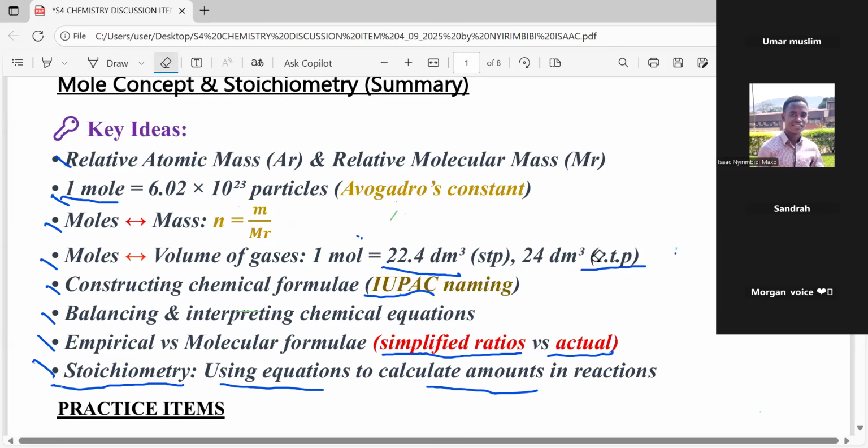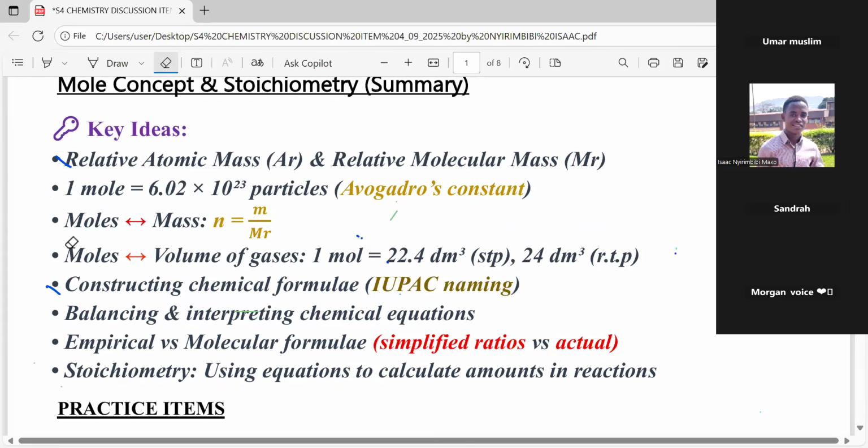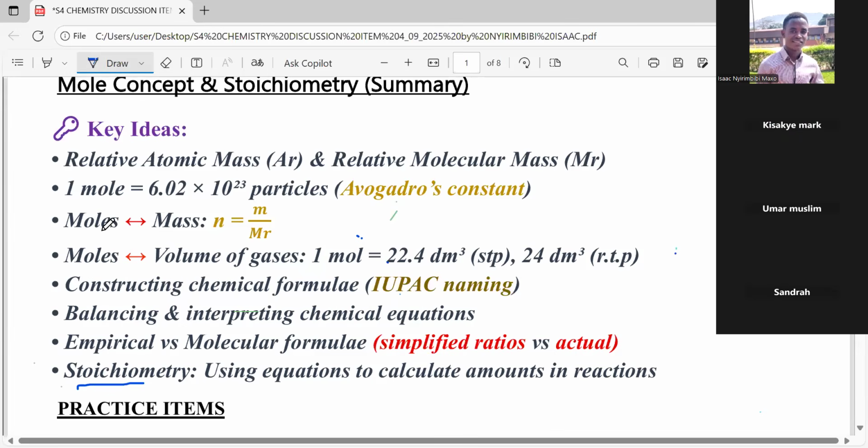Thank you, sir. First, repeat, the first one was what? Moles to mass, then n equals m over Mr in the yellow writing. Then the last part, stoichiometry, using equations to calculate amounts in reactions. It's all right. Okay, thank you. So, converting moles to mass.